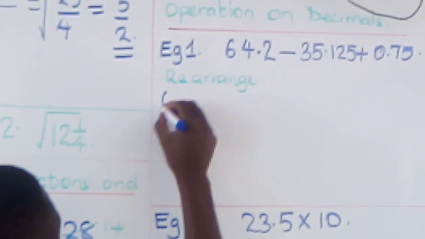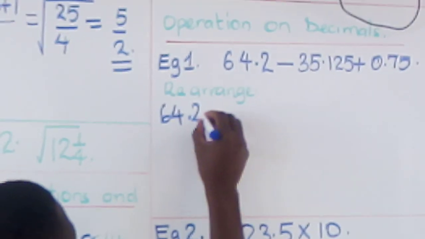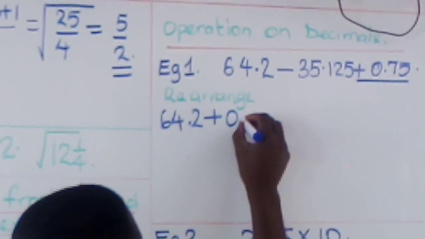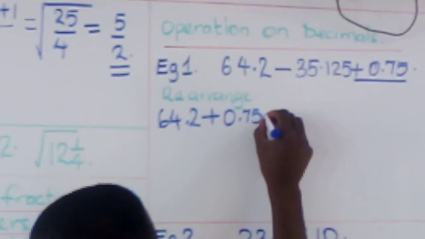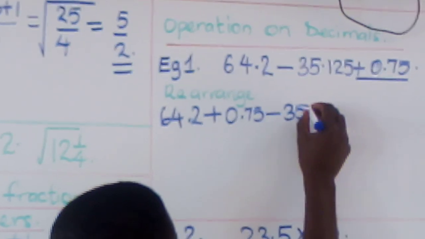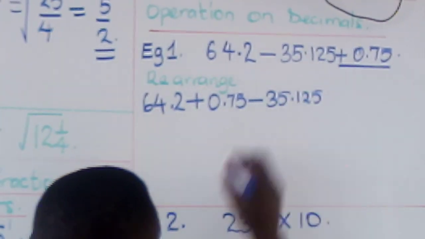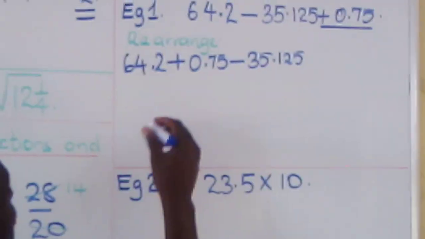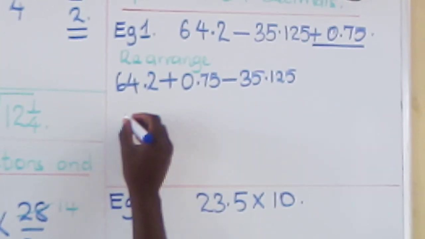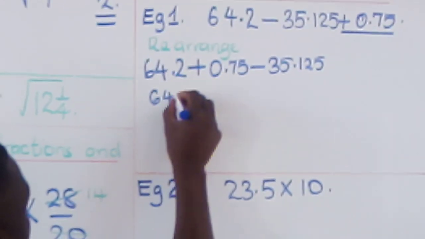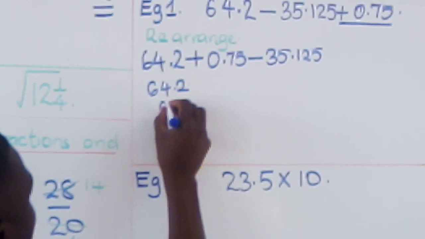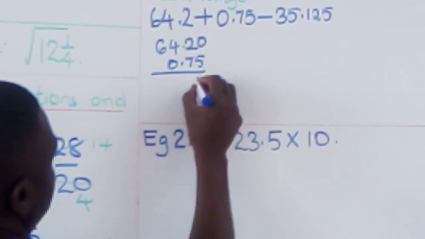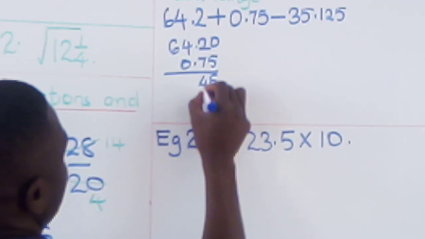It will become 64.2 plus 0.75, then minus 35.125. So that's how it's supposed to be. And then we can now carry out the operation. So 64.2 plus 0.75 brings us to 5, 4 carry 1, 5, then 6.